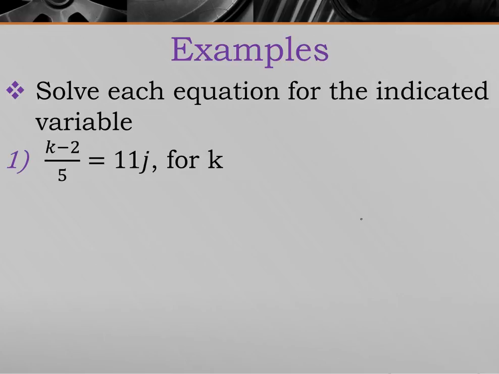So why don't you go ahead and give this one a shot on your own. You want to solve for k. So we need to isolate it by getting rid of the 5 and the negative 2. So go ahead and try and do that on your own.